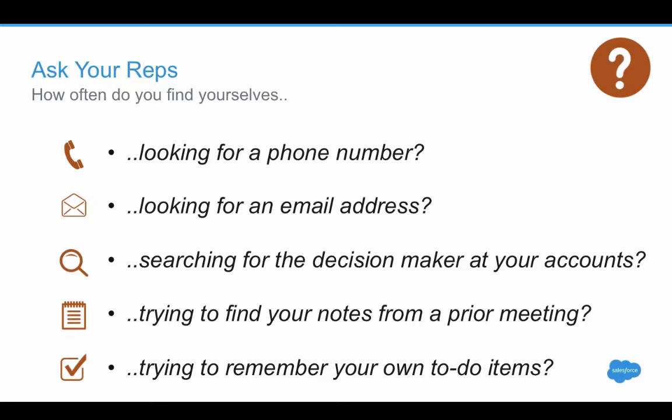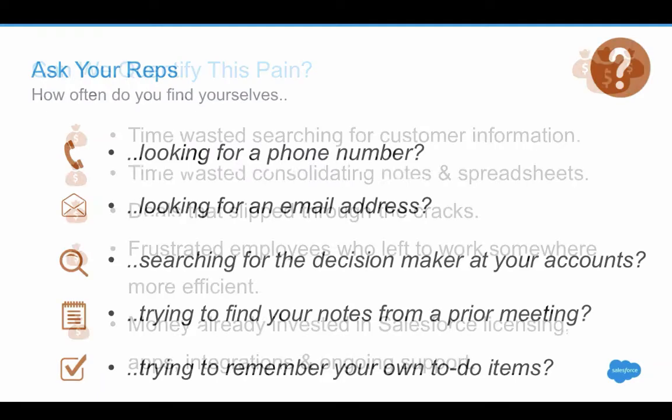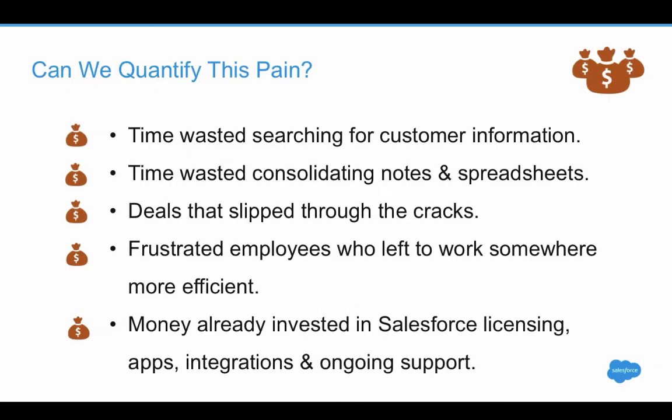How do you know who the decision maker is at that account? Let alone, how do you go about finding your notes from your prior meetings with those customers? Or how do the reps keep track and remember their own to-do list items?